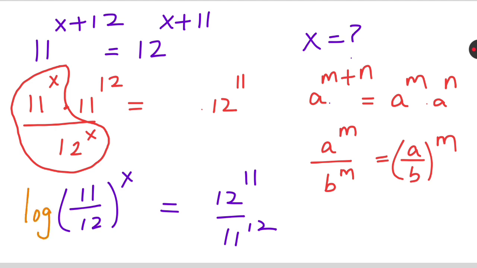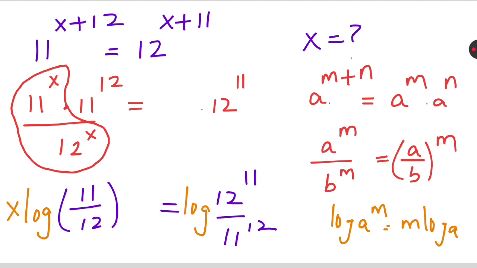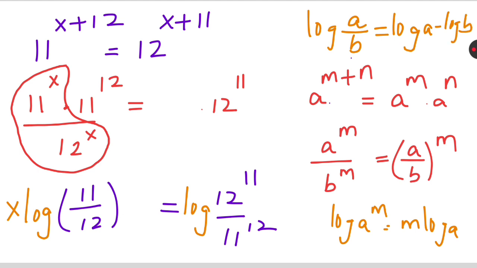If you take log on both sides, the left hand side is in the form of log of a raised to the power of m. We can write this as m times log a. So we can write this as x times log 11 over 12. Log 11 over 12 is in the form of log a over b, a division form. Whenever we have a division form, we can write it in subtraction form, which is log a minus log b, isn't it? Using that property, we can write this as log 11 minus log 12.